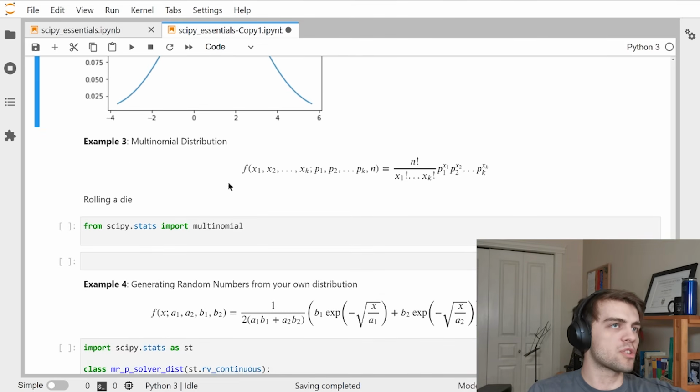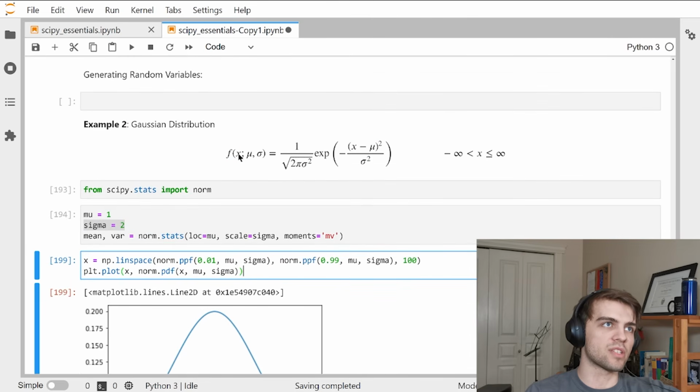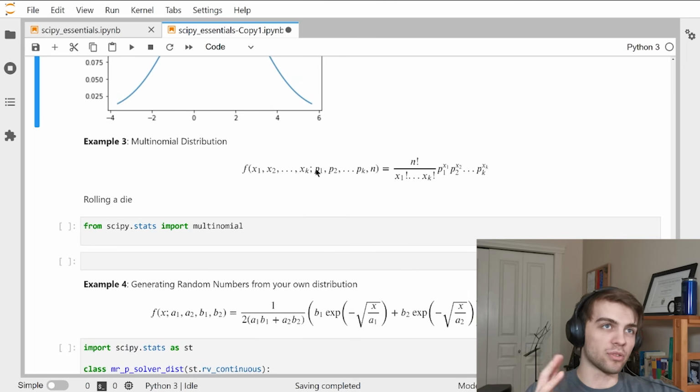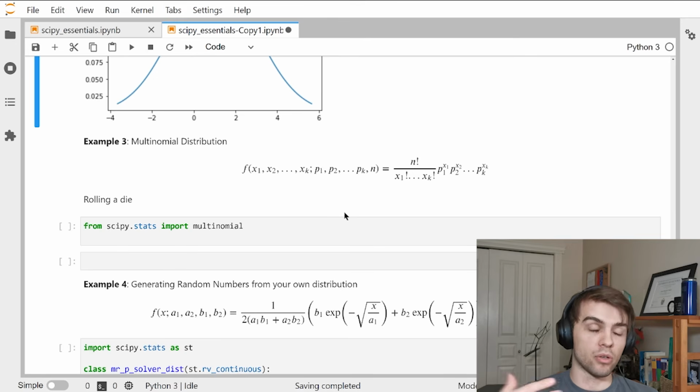Now, there are also distributions that have many variables, right? We looked at these sort of 1D distributions. They only have x as their variable. Here we can have x1 to xk. This is the multinomial distribution, for example. But of course, there's also many other multivariate distributions in the world as well for different reasons.